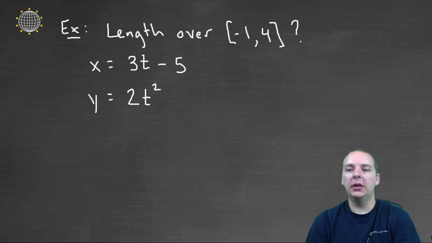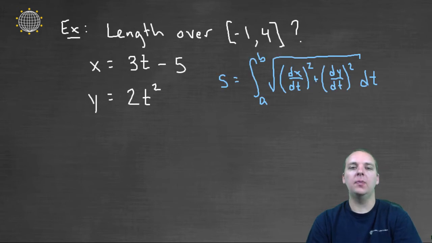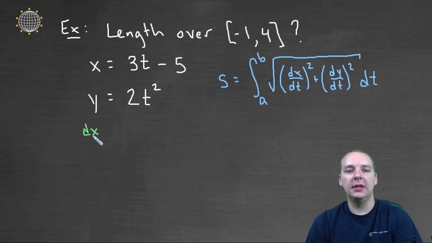Fortunately, there's a formula that we studied in the last video that will tell us this. The arc length is given by the integral from a to b of the square root of x prime squared plus y prime squared, the derivative of x, dx/dt squared, plus the derivative of y, that's dy/dt squared. Add those up, take the square root, integrate that from -1 to 4, and we should have our answer. So let's first of all find dx/dt and dy/dt before we plug them in.